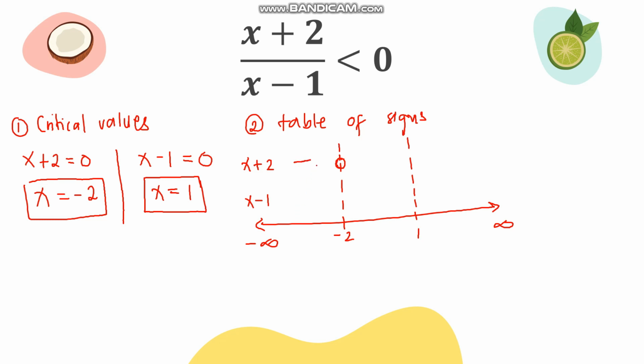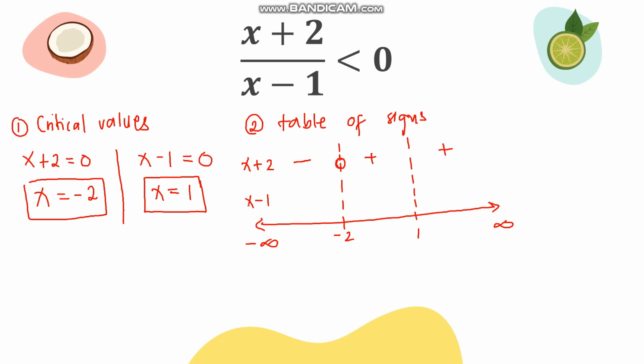So the purpose of this table of signs is for us to identify what will be the sign of the expression from each interval. Since this is already 0, the numbers lower than negative 2 will give us a negative value of x plus 2. How about the numbers above negative 2? If we get numbers above negative 2, that means it will give us a positive value for x plus 2.